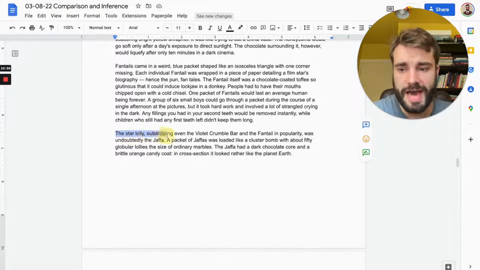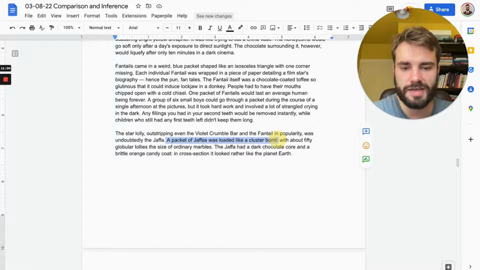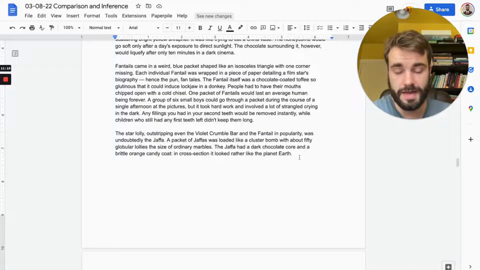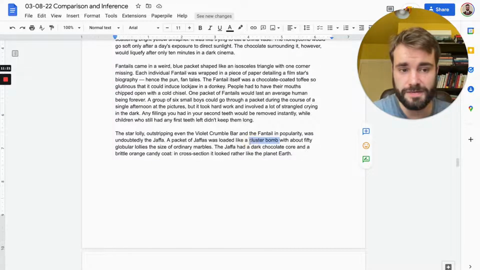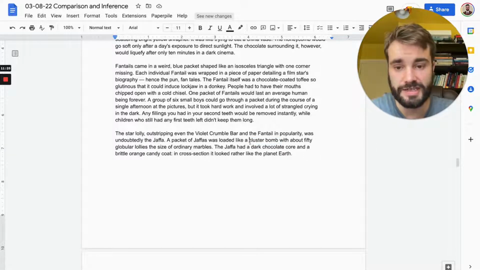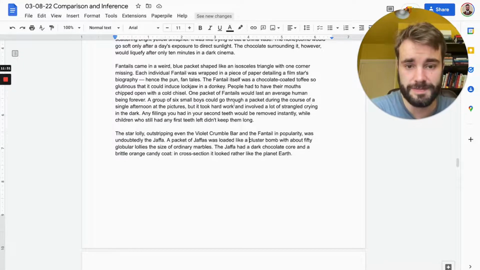The Star Lolly, outstripping even the Violet Crumble Bar and the Fantail in popularity, was undoubtedly the Jaffa. A packet of Jaffas was loaded like a cluster bomb, with about 50 globular lollies the size of ordinary marbles. The Jaffa had a dark chocolate core and a brittle orange candy coat. In cross-section, it looked rather like the planet Earth. Right. So here, we've just got more details, and you'll notice again a comparison to weapons, which you might infer suggests the writer chooses these similes in order to suggest that these sweets are very dangerous, okay? That's up to you to figure out. These are possible inferences you could make.